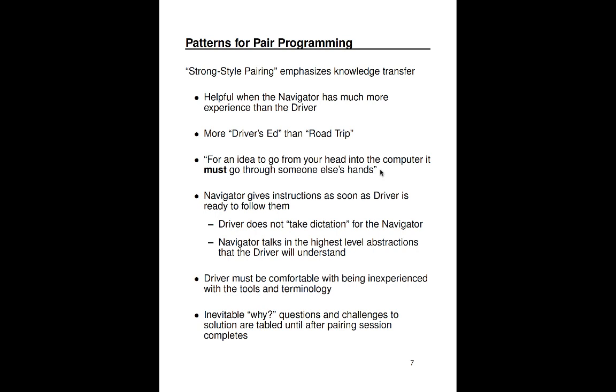In strong style pairing, the way knowledge is transferred is that in order for an idea to go from one person's head into the computer, it must go through someone else's hands. Which means that the concepts must be explained well enough so that someone who is not necessarily very familiar with those concepts can implement them in code. And this can be difficult to do.